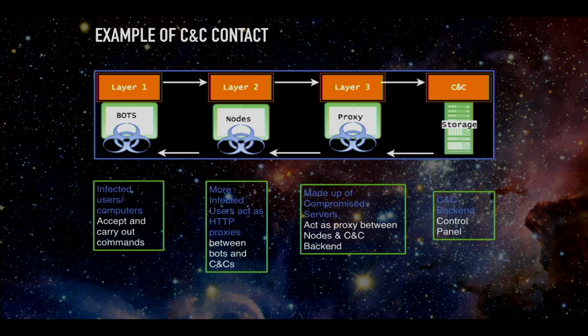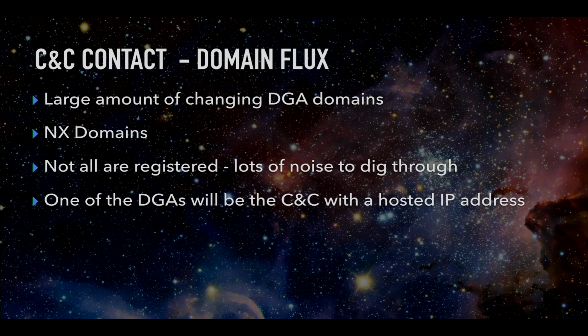So at layer 1 at the top, it's a system that's infected, and then it contacts the CNC server. And if you have visibility into this, you get the CNC server, and you have the victim. And occasionally in obfuscation, there will be multiple proxy nodes that it will contact, so you can get those nodes as well, and you can build a data set on that, and you can keep on going, as you'll see. So you can get a larger amount of these changing DGA domains. You can get non-existent domains. They're not all registered, as I mentioned. One of these domains, maybe a few of them, will be pointed to an IP address.